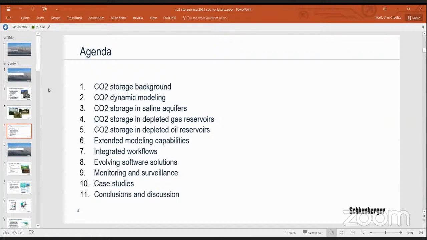I'll give a bit of information on some more extended modelling capabilities for other CO2 related behaviour. I'll talk about the integrated workflows which involve reservoir simulation but also other workflows, and a bit about the software solutions that we're gradually evolving and improving. I'll finish with some case studies and then some conclusions and discussion.